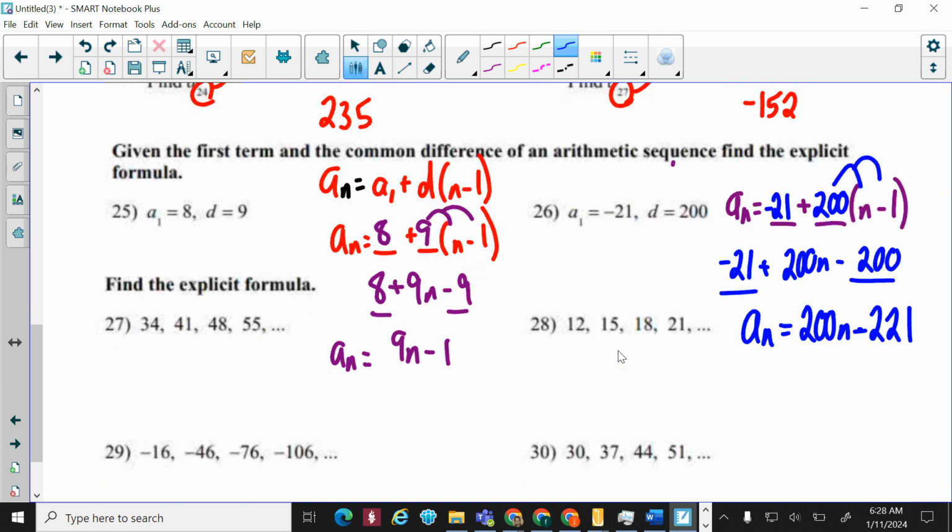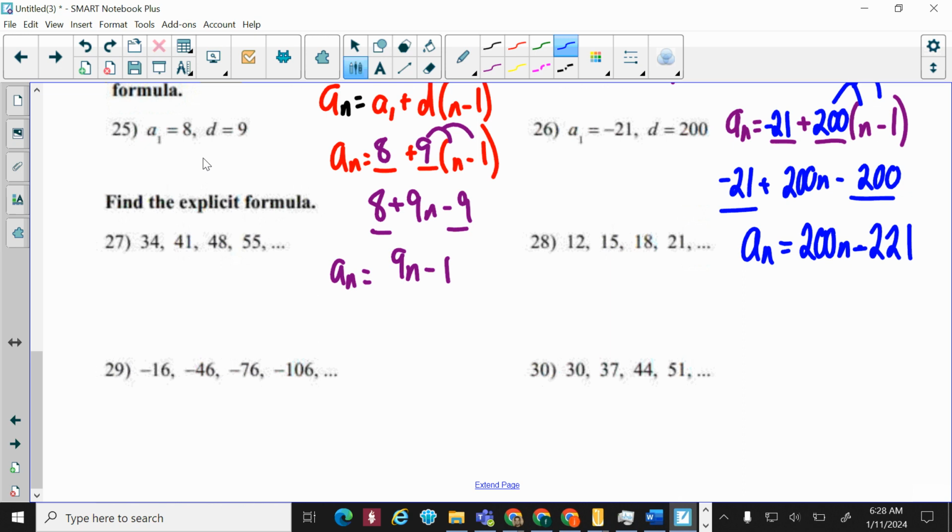All right. Now, the only difference between questions 25 and 26 and questions 27, 28, 29, 30 is that you still have your first term, but I want you to see what you are increasing by. Rather than giving you the common difference like I did on 25, now you've got to figure it out. So 34, now you're at 41, 41 to 48, 48 to 55. Well, your common difference is 7. So it's literally the same question, except you're using a different format on how you find things.